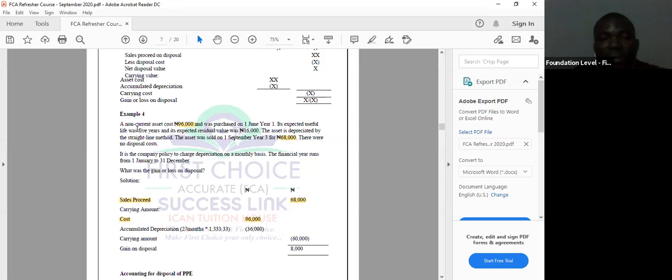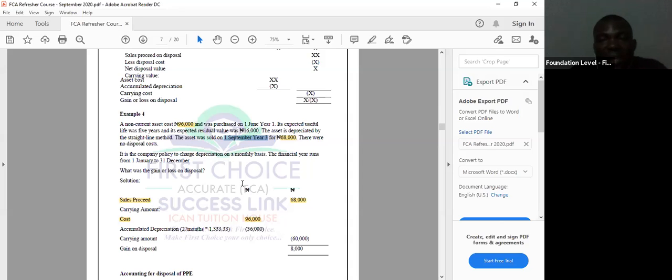So how do we get our accumulated depreciation? We now start counting. In year one, we use the month of June, July, August, September, October, November, December. That's 7 months in year one. In year two, how many months is that? 12 months in year two. So 12 plus 7 gives us 19 months. We have 19 months already.